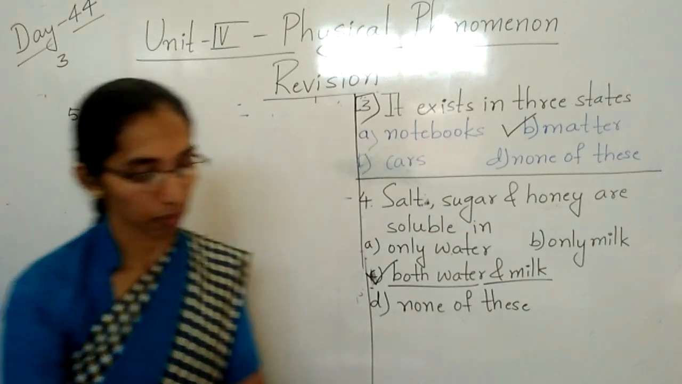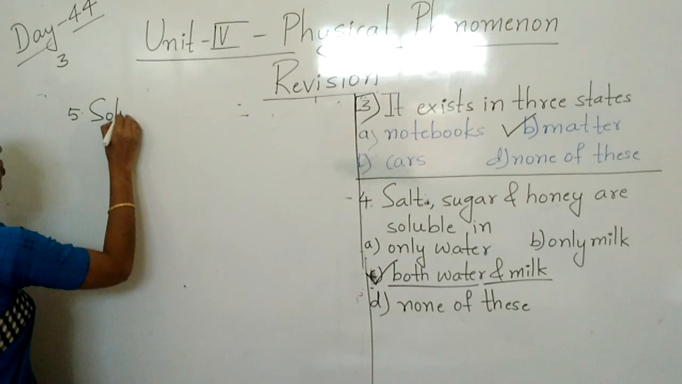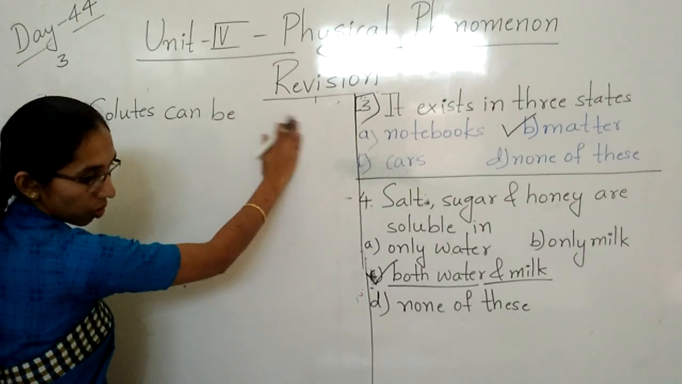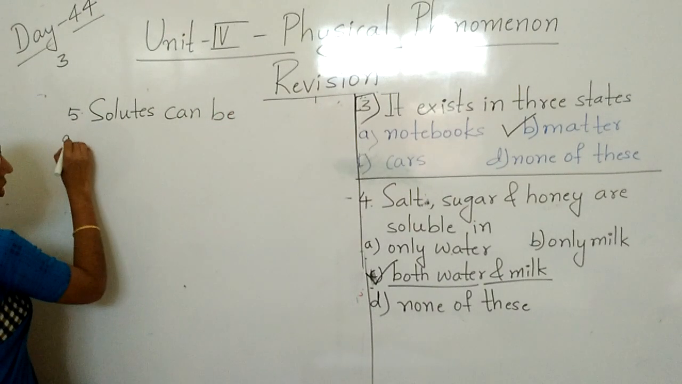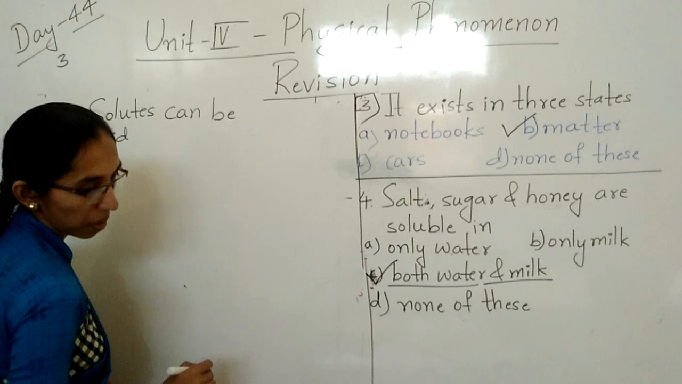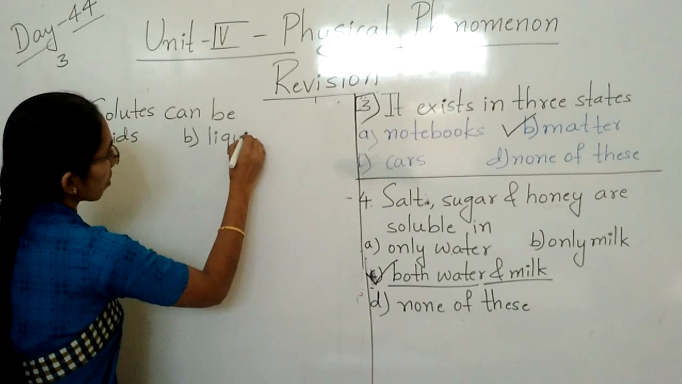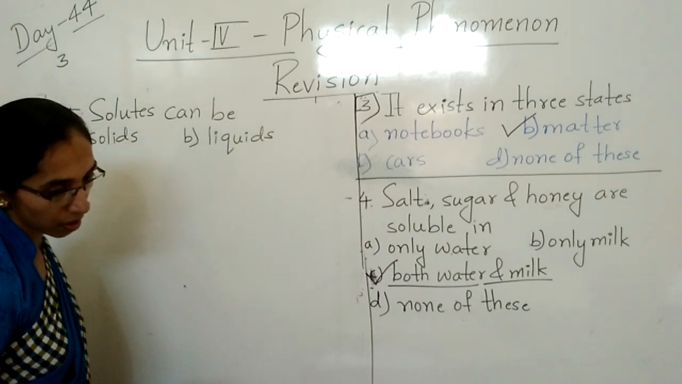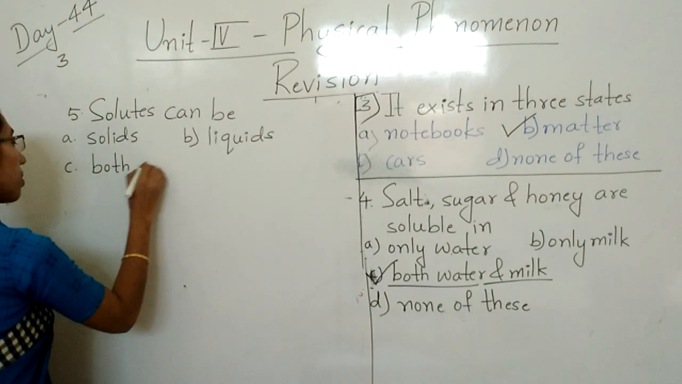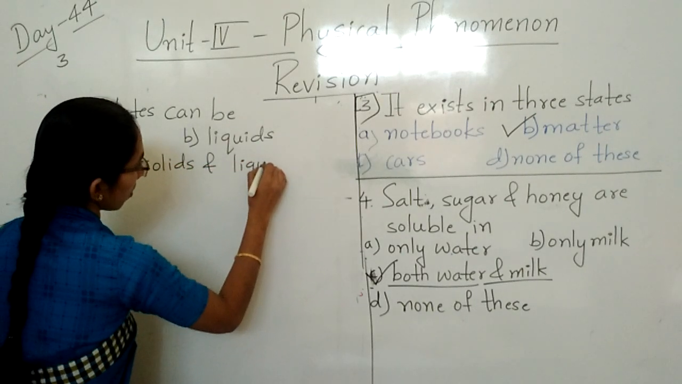Fifth one children. Solids can be A, solid, B, liquids, C, both solid and liquids.